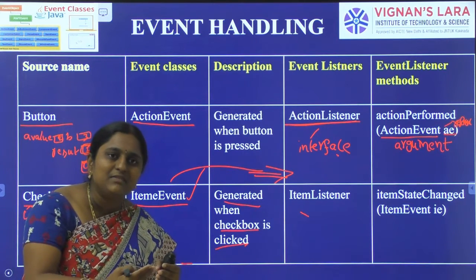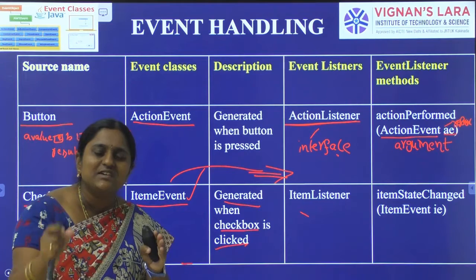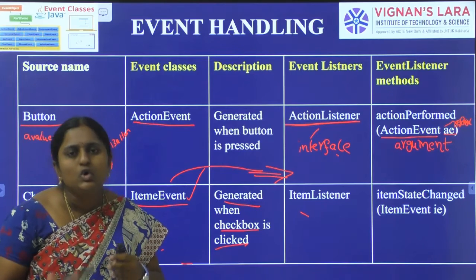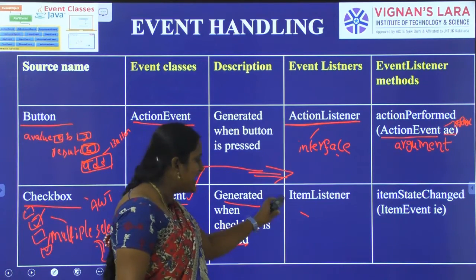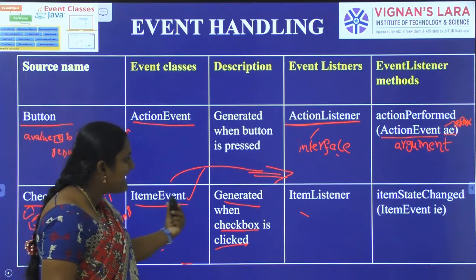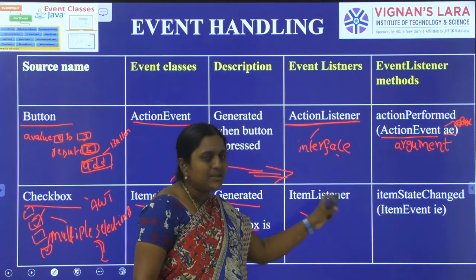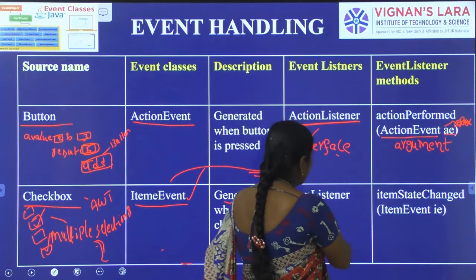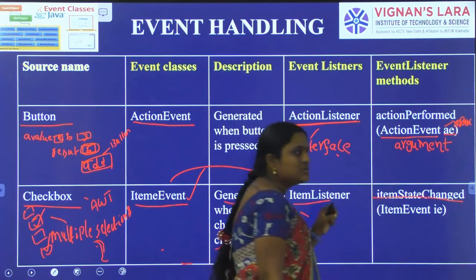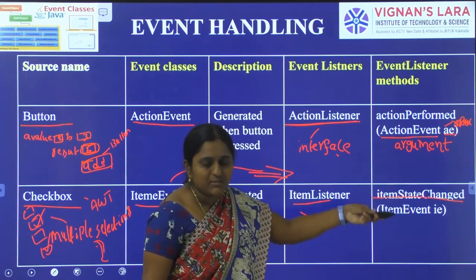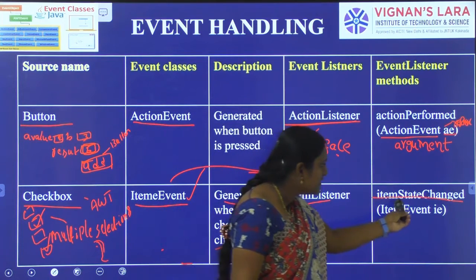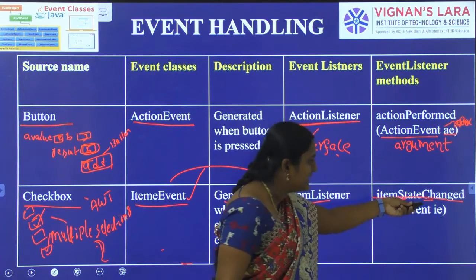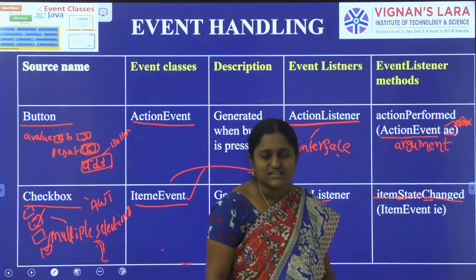Now, for handling events, every listener should register with one or more sources. But how can these events be handled? Through interfaces. Here the corresponding listener for item event is the item listener. Item listener defines one method, itemStateChanged. Every method has naming rules. According to the naming rules, the first letter of the second word and of the third word should start with an uppercase letter.